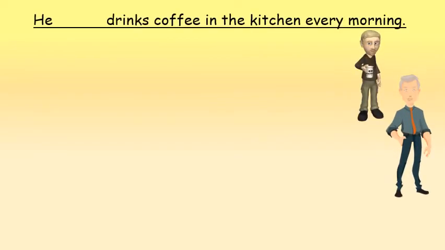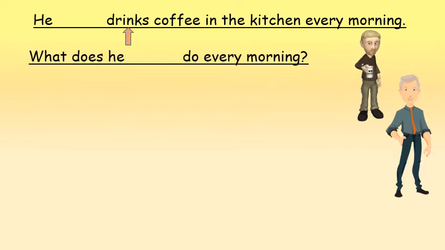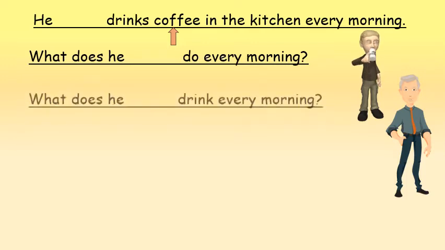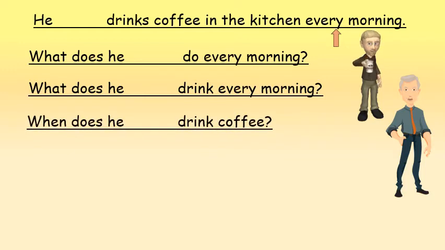Another present tense. He drinks coffee in the kitchen every morning. What's the question? What does he do every morning? Coffee. What's the question? What does he drink every morning? Every morning. The question? When does he drink coffee?